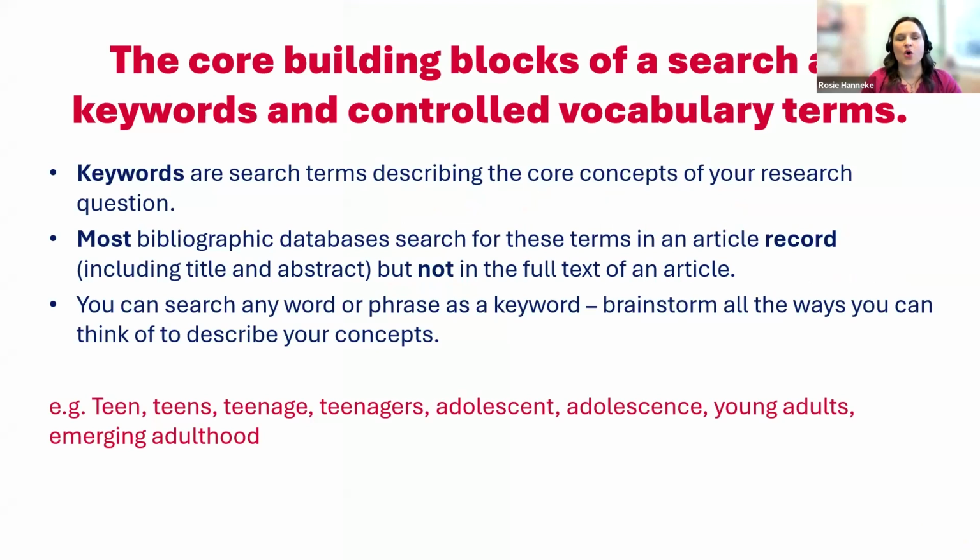As you'll recall, the core building blocks that you're going to use for your search strategy are keywords and controlled vocabulary terms. Keywords are any search terms that you can think of that describe the core concepts of your research question. So for example, population, intervention, exposure, patient, etc. And most databases will search for these terms in an article record, so not the full text of an article, but it'll search in the title, abstract, and some other fields. And as I said, you can search any word you like as a keyword.